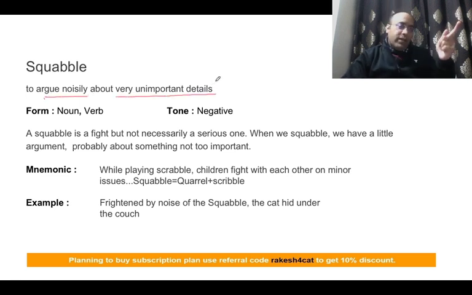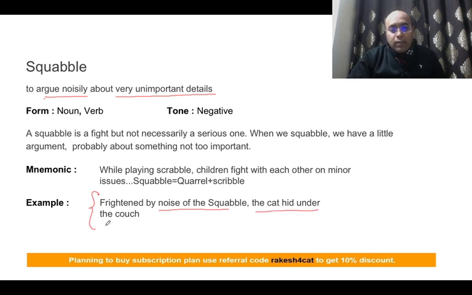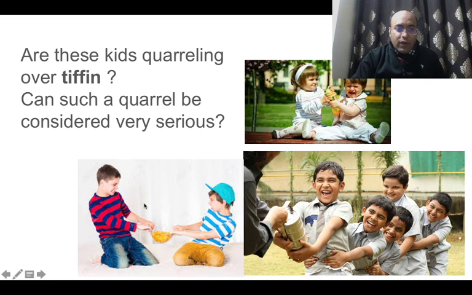Before that, we did a similar word that was quibble. Same thing, completely the same. They match with each other. So squabble and quibble are both the same: to fight over unimportant things. We have one sentence here. It says that frightened by the noise of the squabble, the cat hid under the couch. Squabble: to argue noisily, to fight about very unimportant things.